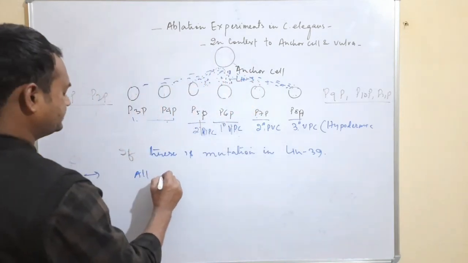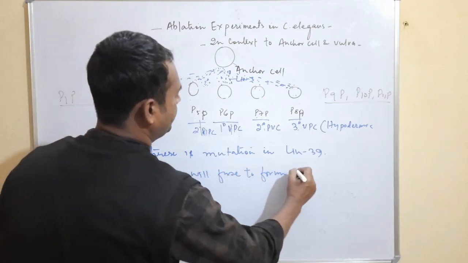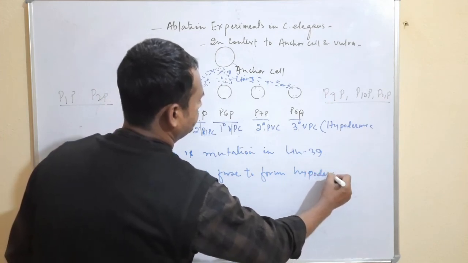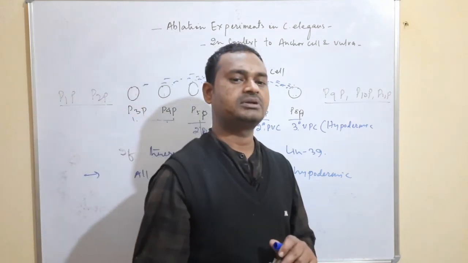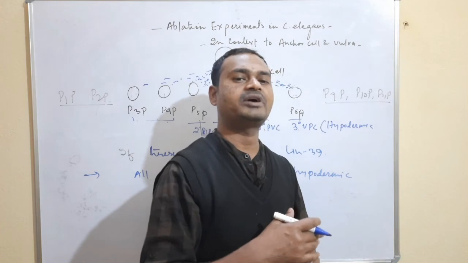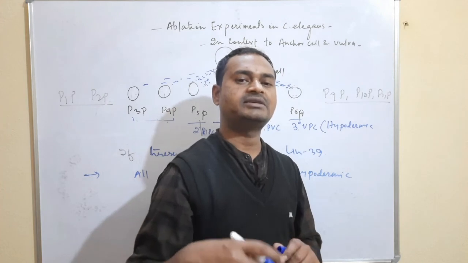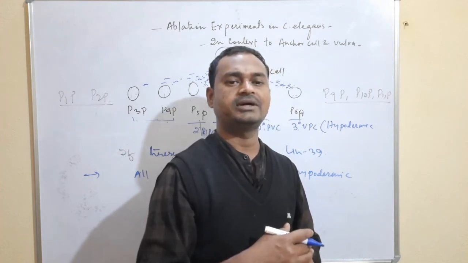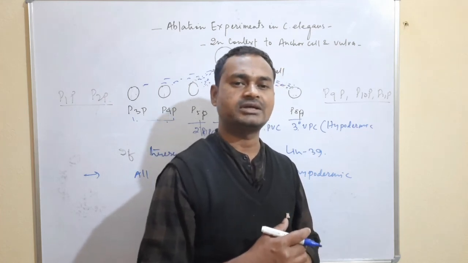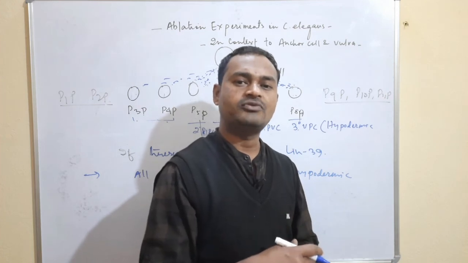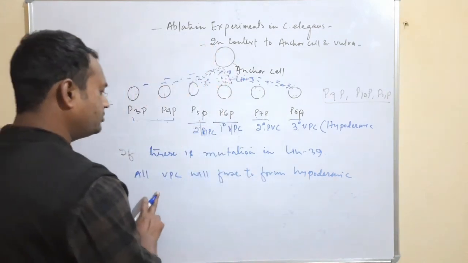All the VPCs will fuse to form hypodermis, because each and every cell was being stopped from forming the hypodermis fate with the help of Lin-39 first, and the cell division was also promoted with the help of Lin-39. But if there is a lack of or suppressed secretion of Lin-39, then all those VPCs will acquire the fate of the 3 degree, and they will all form the hypodermis.